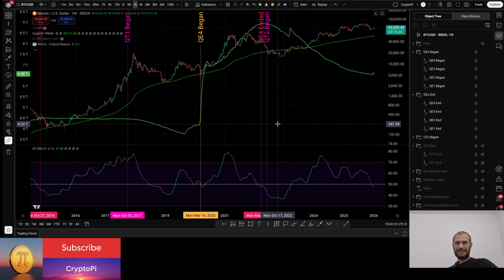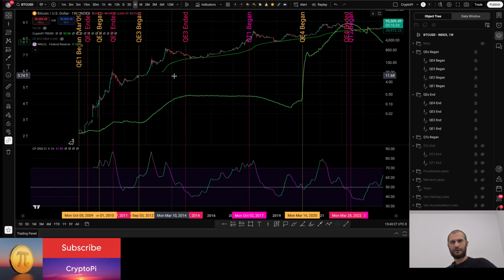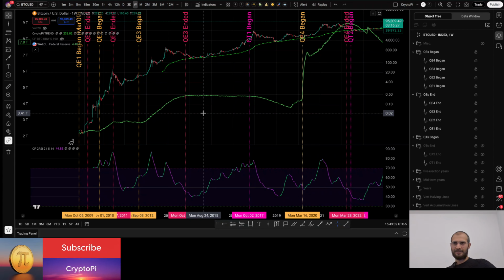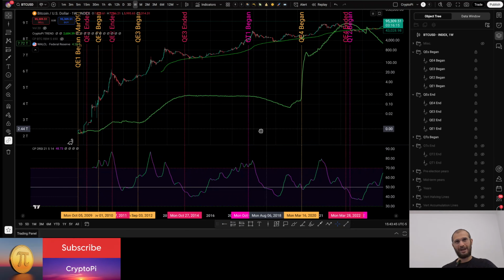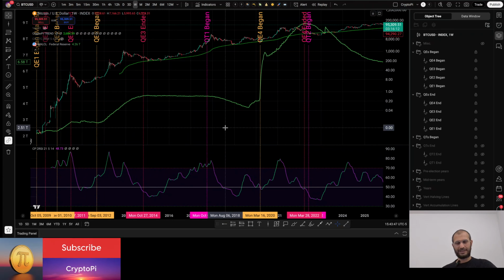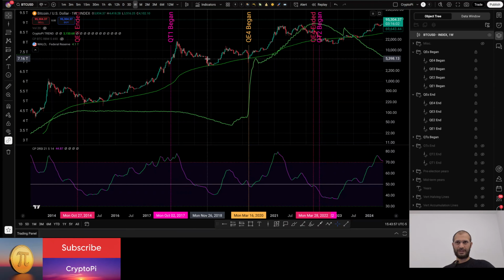One thing to keep in mind is that whenever a QT or QE phase begins or ends, it takes 3 months to 6 months, or it could take almost 3 quarters, so that's 9 months, for the decision to have any kind of impact on risk assets. So here QT began, Bitcoin still rallied for a few months, and then the downtrend began as well.